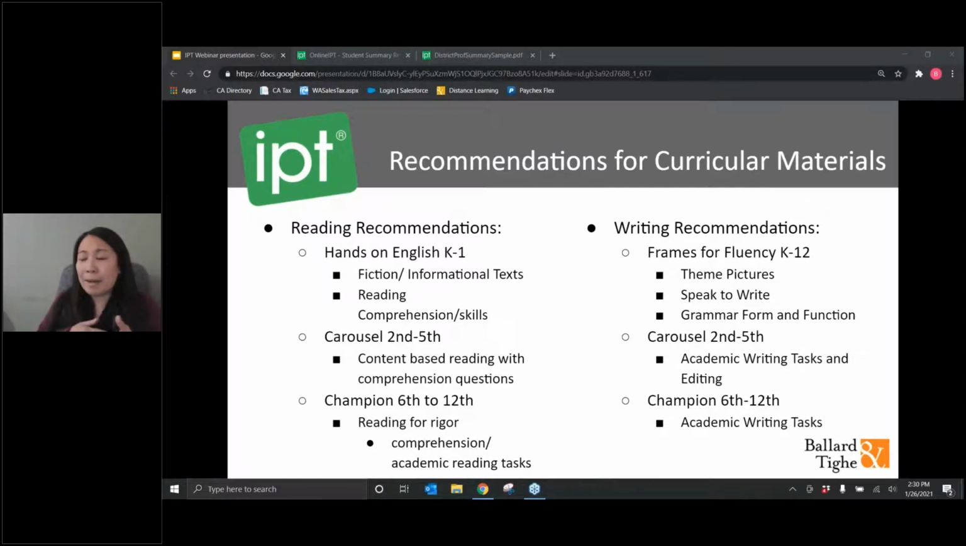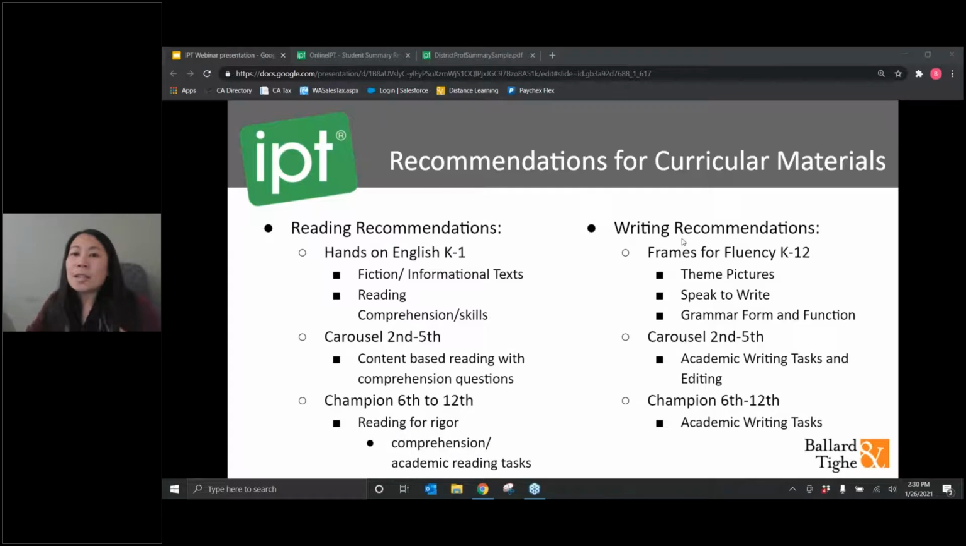Carousel, generally recommended for K-5, but more so your 2nd to 5th grade if you're going to use Hands-On English for the littles. Carousel comes with a lot of content-based readings with comprehension questions. So if you want to do things like social studies or science, so a science report. And then with Champion, you're really going to have reading for rigor, comprehension, academic reading tasks.